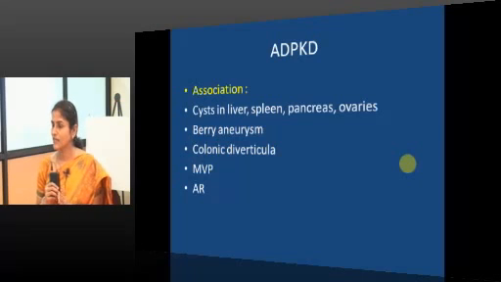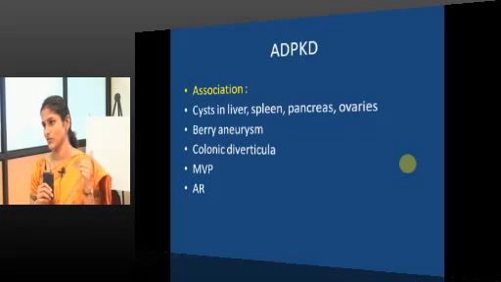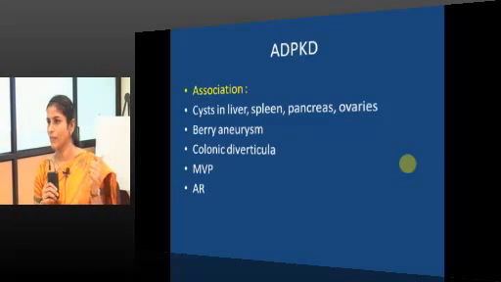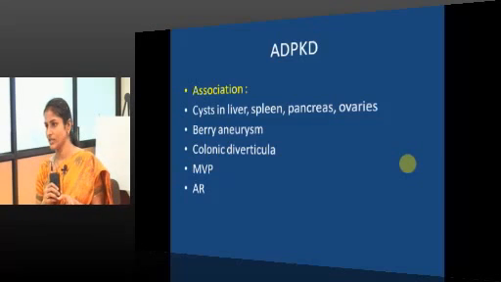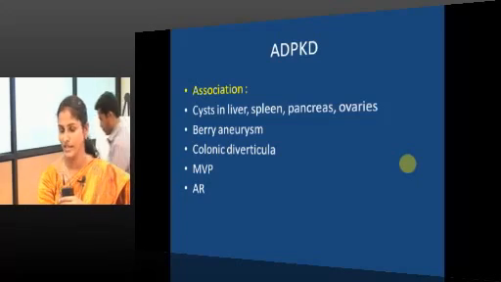So, when you discover a patient having autosomal dominant polycystic kidney disease, you have to look for its associations, like cysts in the liver, pancreas, ovary, spleen, and berry aneurysm in the circle of Willis, mitral valve prolapse, and aortic regurgitation, and of course, colonic diverticula.